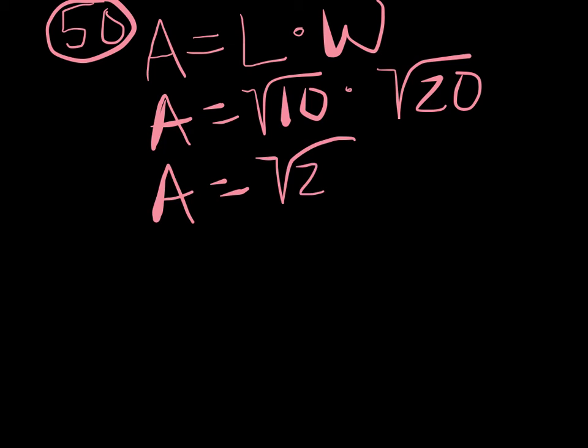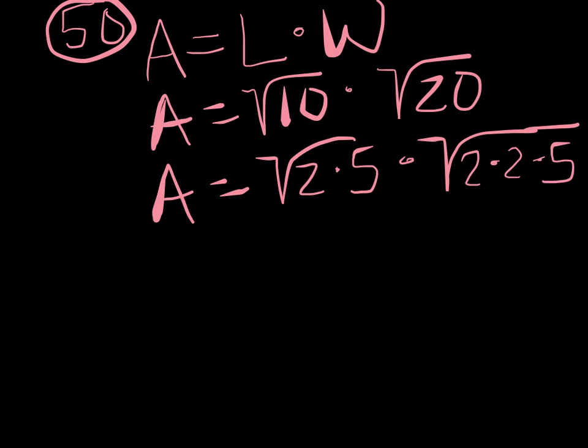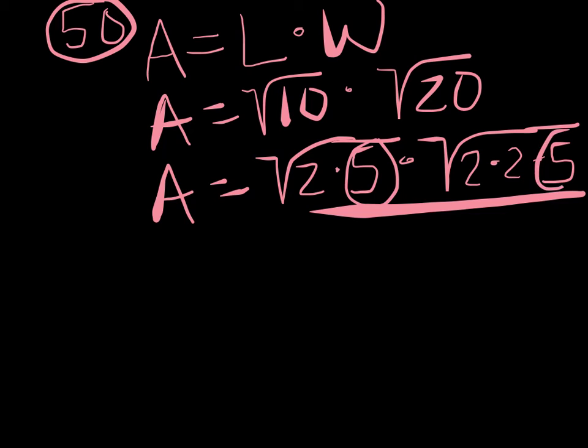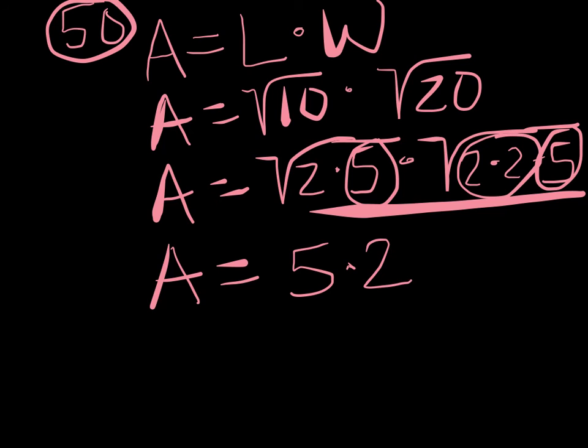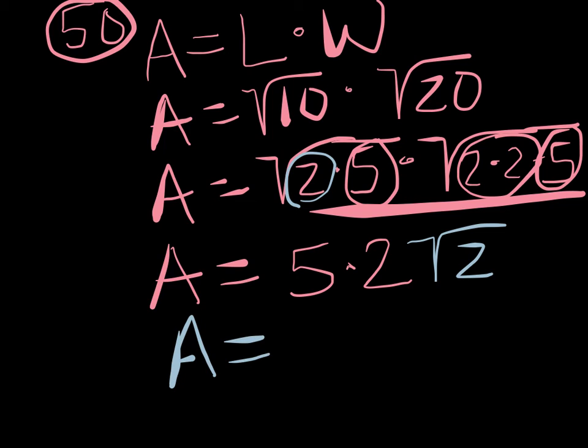10 is 2 times 5, and the square root of 20 is 2 times 2 times 5. And remember, because all of this is multiplication, I can count these together. I've got 2 5's under a radical, which means I'm going to be able to bring one of those out. I've got these 2 2's, so I can bring that one out, and then I'm going to have 1 2 left underneath of the radical. So the area of that rectangle is 10 times the square root of 2.